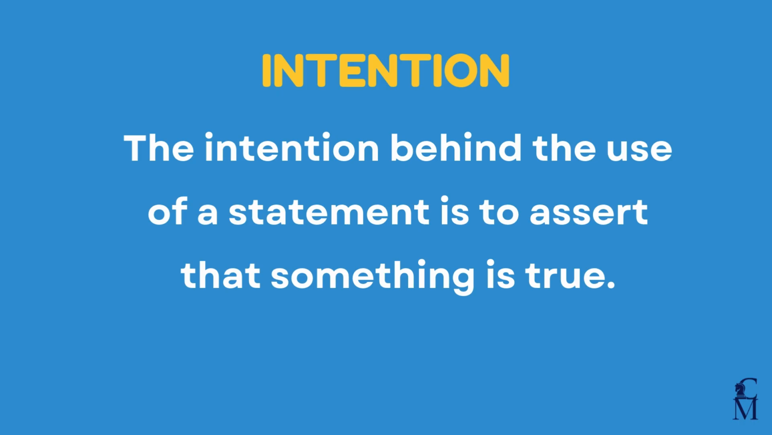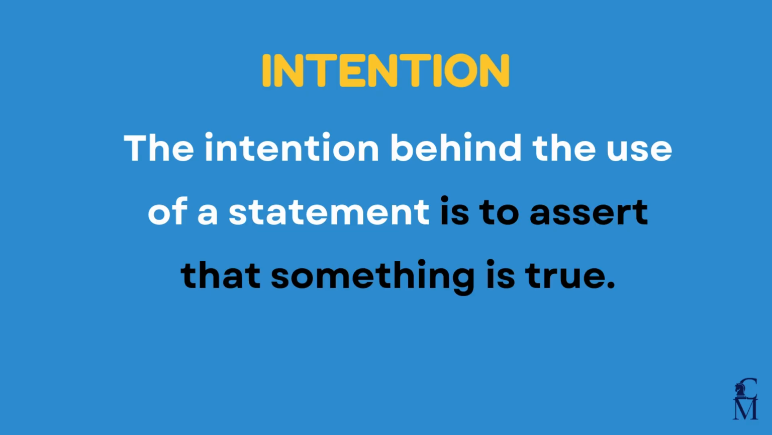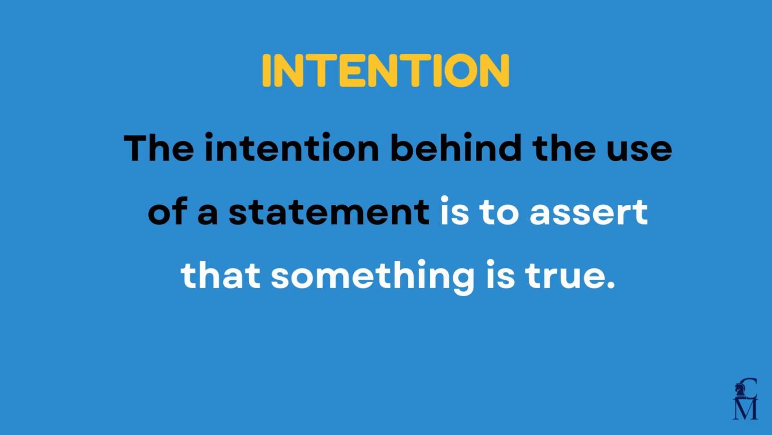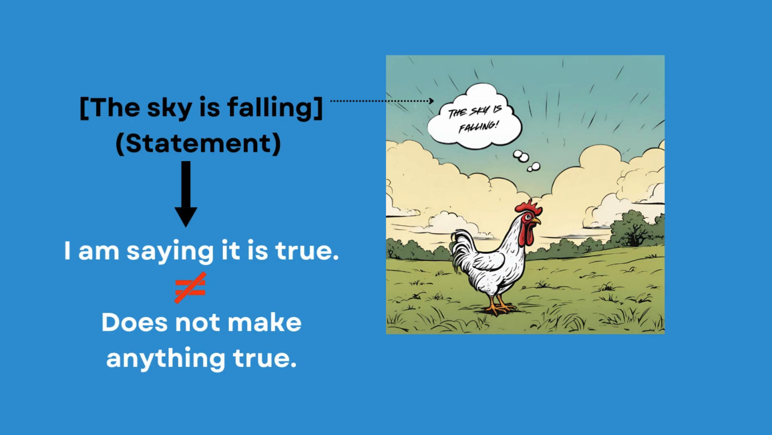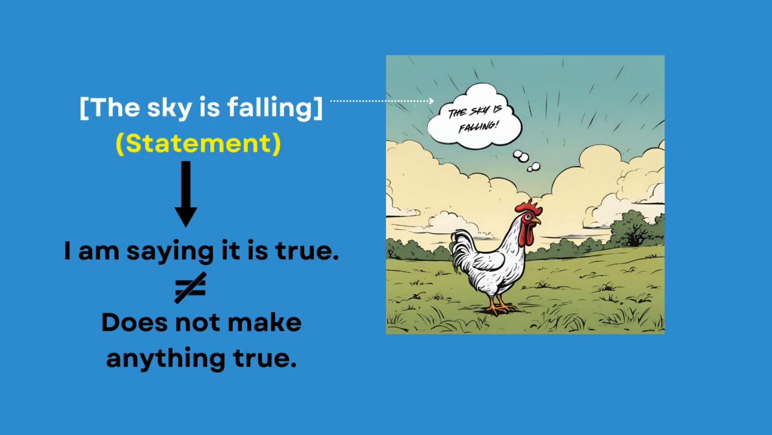First, although statements are a kind of sentences, they are different from other kinds of sentences, such as questions, explanations, and arguments, especially because of the intention behind their use. The intention behind the use of a statement is to assert that something is true. In other words, when someone makes a statement, they are saying that whatever the statement is about is true. Of course, simply saying or asserting that something is true does not necessarily make it true, but this makes no difference as to whether a sentence is or is not a statement.